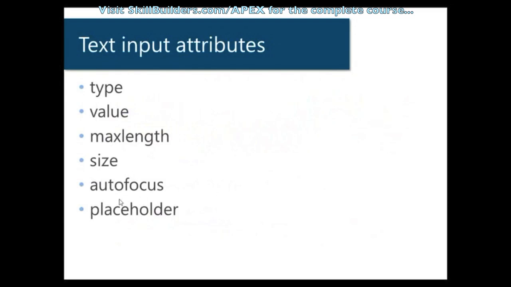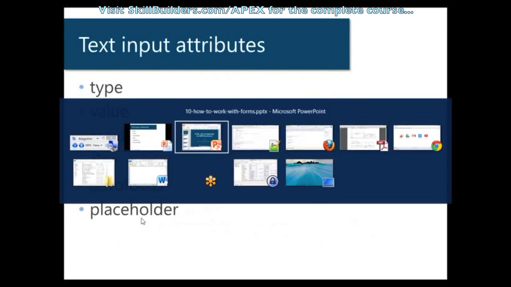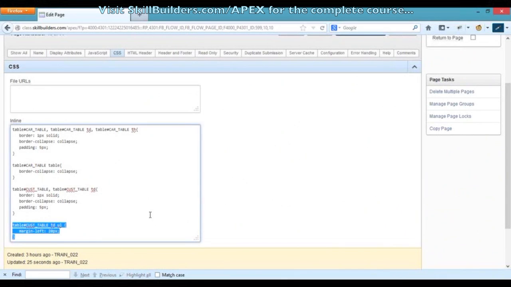Autofocus is new to HTML5, so is placeholder. This is a real simple attribute you can add, so when the page loads, it'll add the focus on that particular item. Placeholder is, I think, a bit better. It allows you to put sort of like an example in a field. Let me show you a couple of things, how this ties in with Apex.